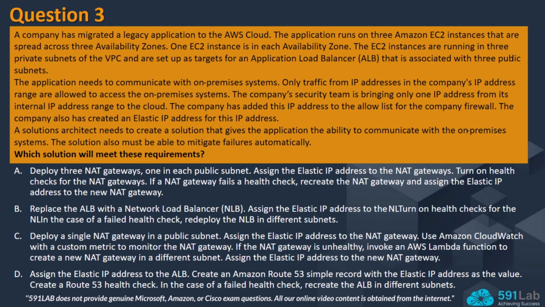The application needs to communicate with on-premises systems. Only traffic from the company's IP address range is allowed to access the on-premises systems. The company security team is bringing only one IP address from its internal IP address range to the cloud. The company has added this IP address to the allow list for the company firewall. The company also has created an elastic IP address for this IP address.